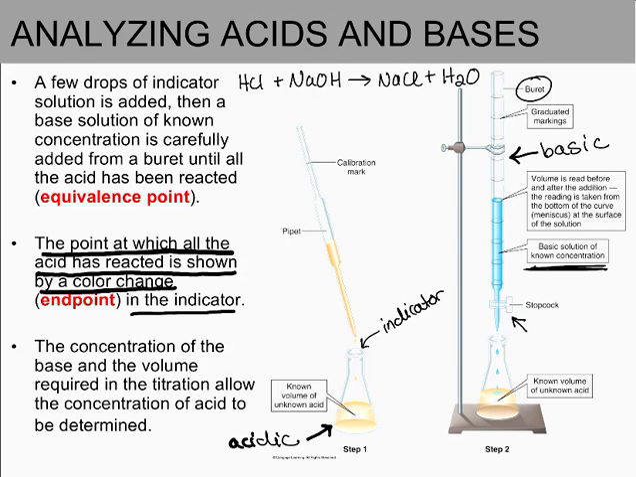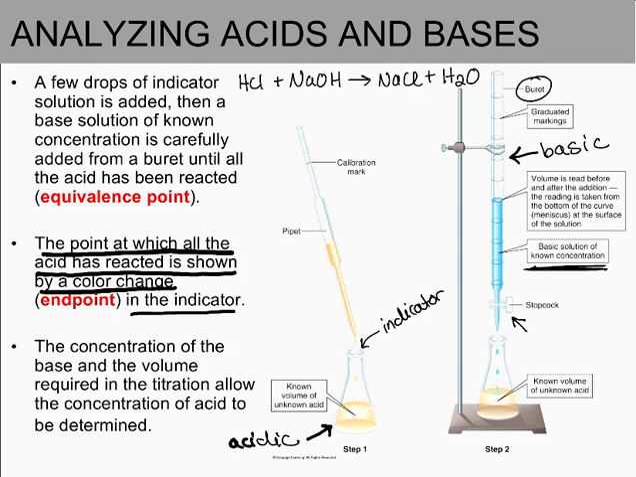So, for instance, cabbage juice we saw is pink in acidic solution, and then when it's neutral, it's sort of a bluish purple color. So if the indicator, let's say, was cabbage juice, once all of the base reacted with all of the acid, we would have a greenish color. And that's how we would know to stop the reaction, because we see that it's neutral, so all of the acid has reacted.